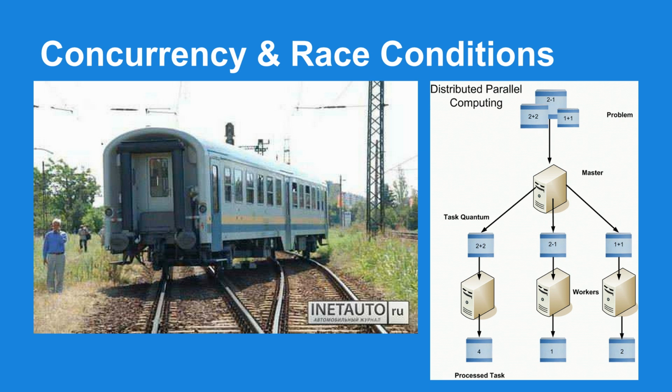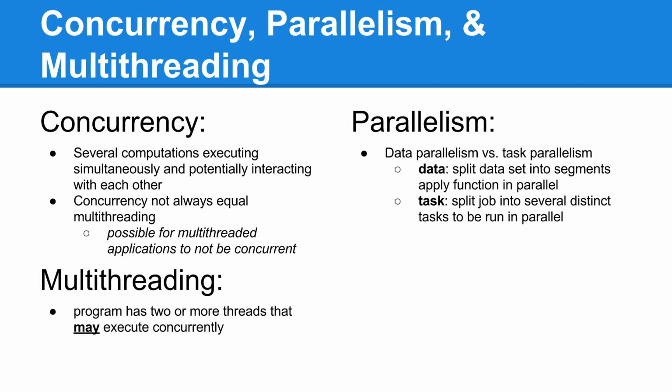Which leads us to the last subject, concurrency and race conditions. Concurrency is a computational property in which several computations are executing simultaneously and are potentially interacting with each other. It's not always equal to multithreading, as multithreading involves a program that has 2 or more threads that may execute concurrently, but then again, may not. Parallelism really gets broken down into 2 different approaches, whether it's data-centric or task-centric. Data-centric parallelism means that the data set is split into segments, and it allows the process to apply a function over each data segment in parallel. So you're doing chunks of it all at the same time. Task parallelism involves splitting the job into several distinct tasks that can be run in parallel.